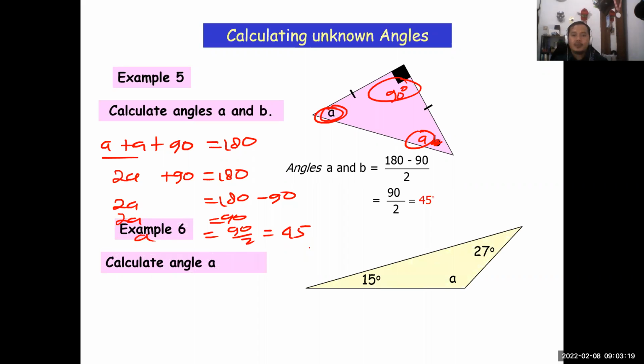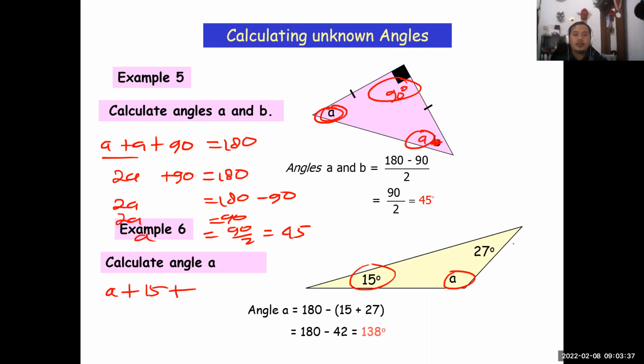Okay, same thing with this guy, right? So we have 27 and 15. So you do the same thing. We have A plus 27 plus 15 equals 180, right? You can do it like this, but I suggest that you do it like this. So A and then plus 15 and then plus 27, right? It's going to be 180 degrees. So A will be 180 minus 15 minus 27, and that will be equal to 138 degrees. Okay. So this is how you are going to do it.